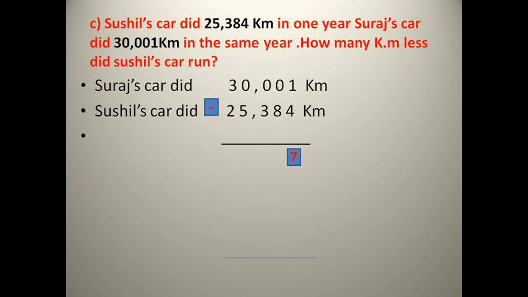If we subtract like this, it will be the answer, the difference between these two. No need to write 0 on the left side. So how many kilometers? 4,617. How many kilometers less did Shelly's car do? So Shelly's car did 4,617 kilometers less.